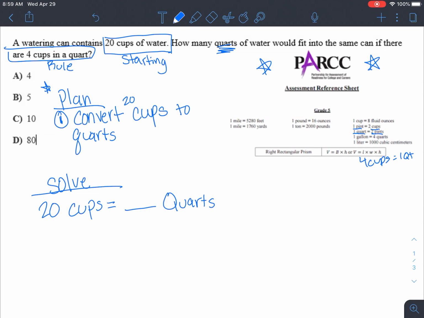And we can actually look at our reference sheet. We see cups all the way at the top, and we see a quart right in the middle. That's also going to show us that a cup is smaller than a quart. So I'm going from a smaller unit to a larger unit. Think about what operation we have to do if we're going small to big. Small to big. Oh wait, that's not our song. Big to small, we multiply. Small to big, that's right, divide. Whenever we are going from a smaller unit to a larger unit, we are going to divide.